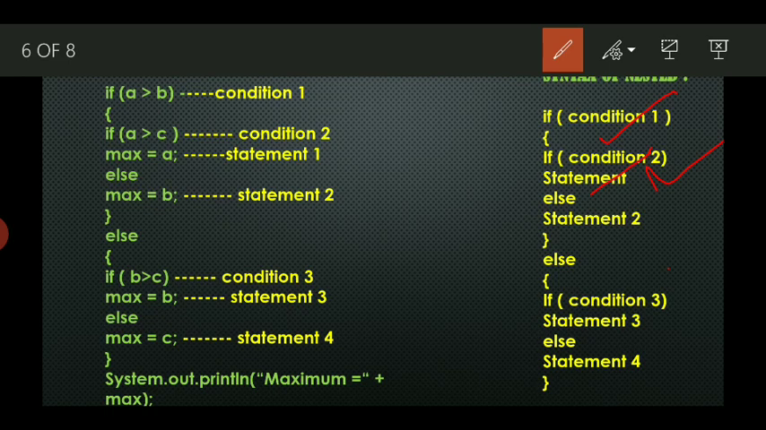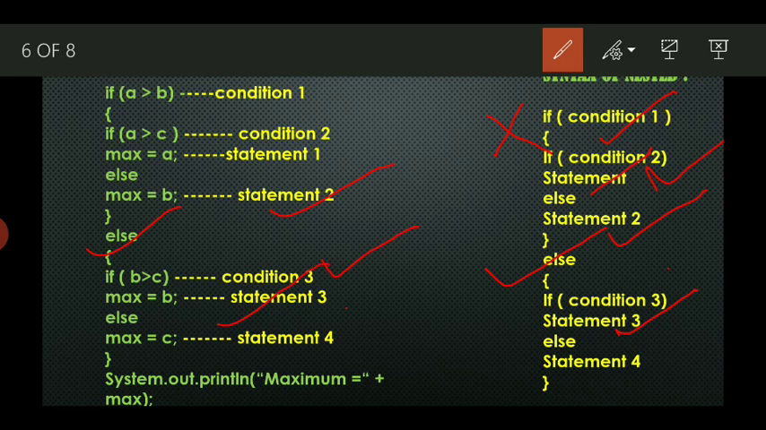If condition 2 is not satisfied, then it will display statement 2. What is statement 2? That is max is equal to B. That means if A is not greater than C, then the maximum value or the greatest value is B. Now if condition 1 is not satisfied, then we will go to the else part. Now what is the else part? If b is greater than c, if b's value is more than c, then display statement 3. What is statement 3? Max is equal to b. That means the greatest value is b.